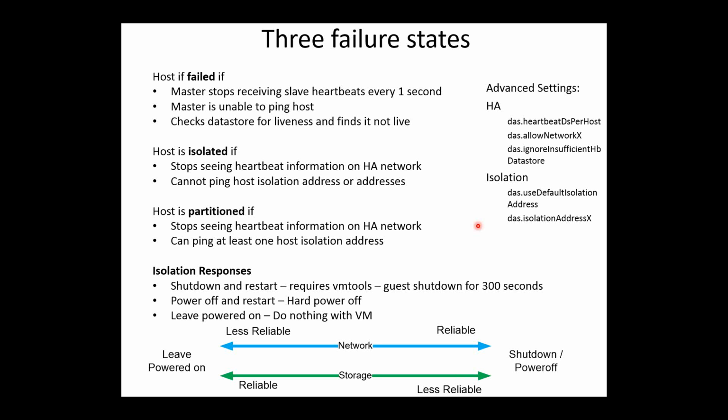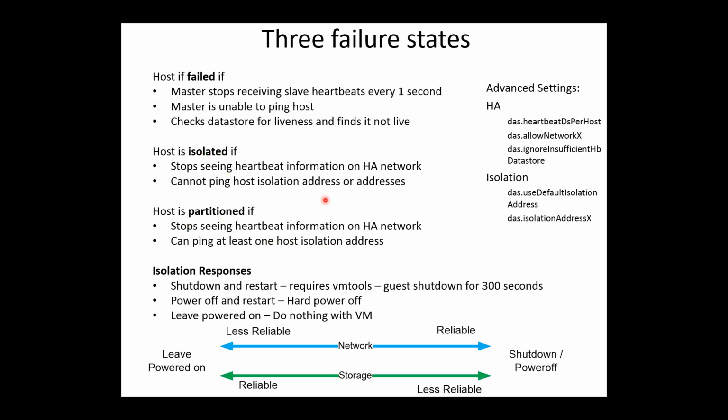A host is partitioned if it stops seeing the heartbeat and can ping at least one of the host isolation response addresses. So this is a host side thing. Notice that I said here that it cannot ping a host isolation address or addresses. This is because you can have up to 9 addresses that you want the host to ping. This is basically upstream routers, other things, whatever you define. By default, it's the default gateway of the subnet that the management network is in. If it cannot ping it, then it considers itself isolated. If it can ping at least one of its isolation addresses, then it's considered partitioned.